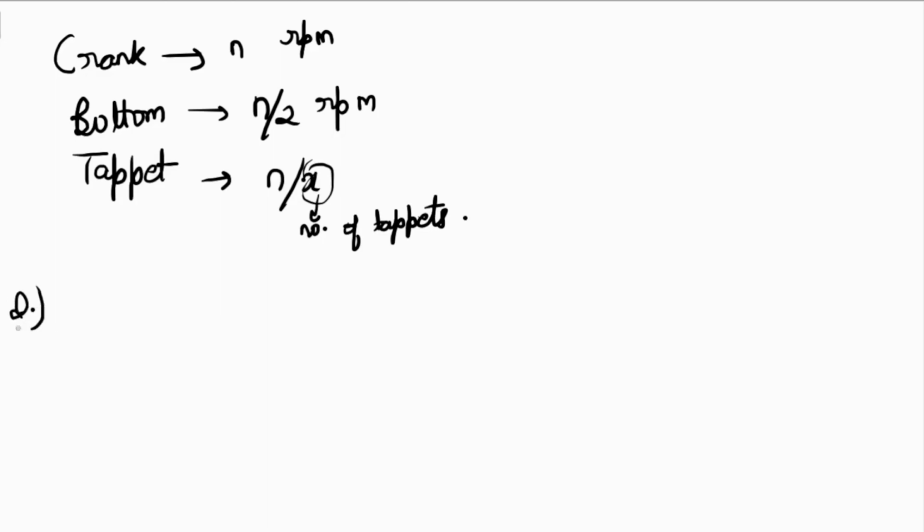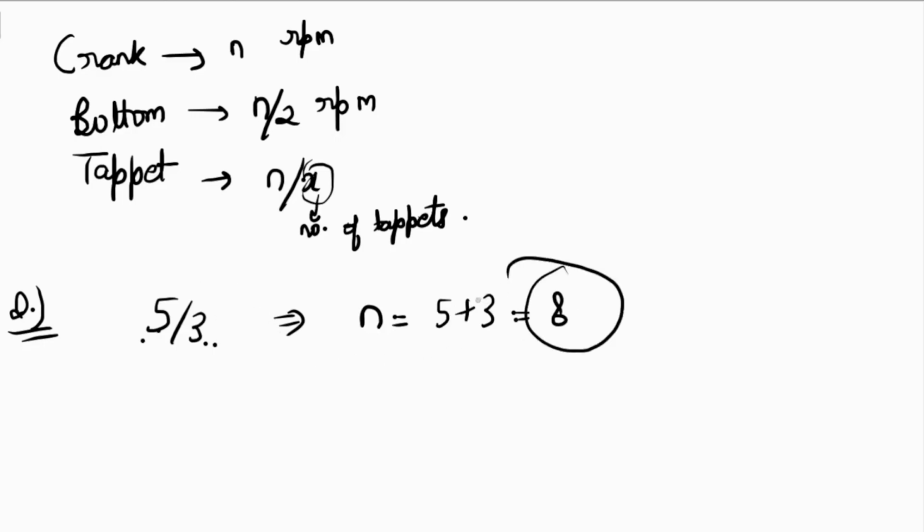For example, if I talk about a 5 by 3 weave structure, it means 5 up and 3 down. This is how the structure will look. If we calculate, total n is 5 plus 3, 5 up and 3 down, so it is 8. So n is 8. This ratio is for the crankshaft.